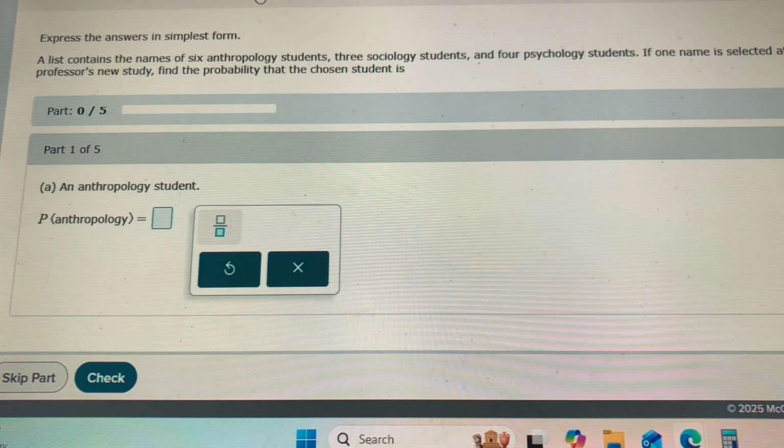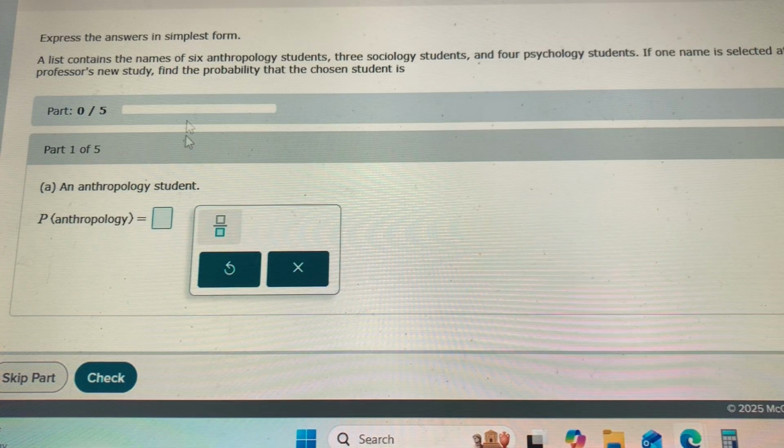Okay, a list contains the names of 6 anthropology students, 3 sociology students, and 4 psychology students. One name is drawn at random, and you're going to assist the professor's new study. Find the probability that the chosen student is an anthropology student.